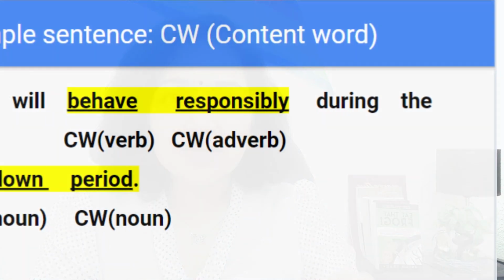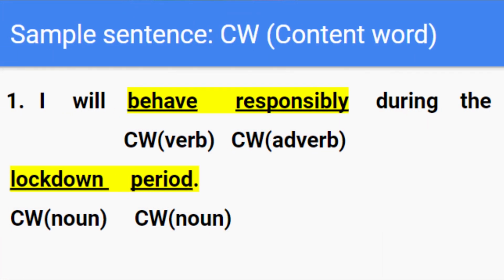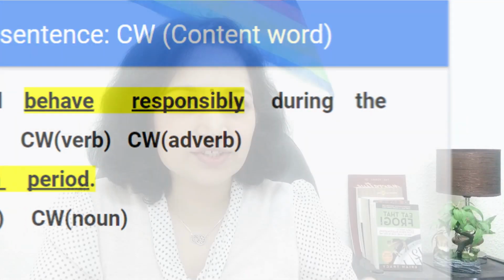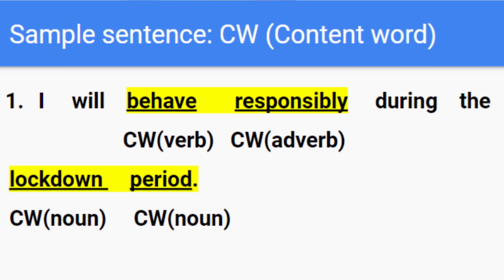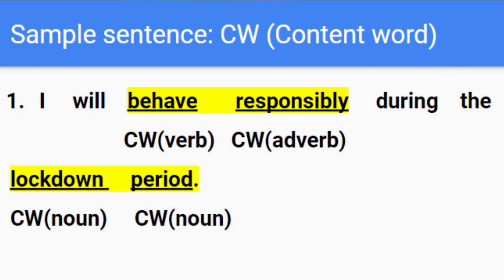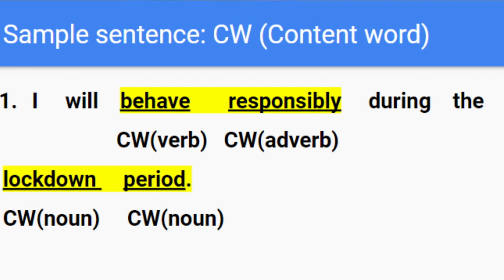Okay. Now the first sentence: I must behave responsibly during the lockdown period. Can you guess the content words and the grammatical words? Please look at the sentence. The content words are marked as CW: behave, the verb; responsibly, the adverb; and lockdown period, the noun.